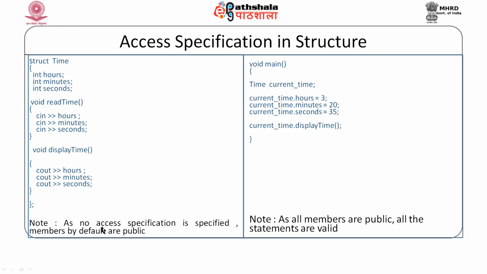Now, here since no access specification is specified, members by default are public. Since the members by default are public, in the main function also they are accessible, but to access them I would need a variable of time. Now, the variable of any class we popularly call an object. So, now on, the variable of a class I would be referring to as an object. So, we have current time as an object of time. Using this and the dot operator, we can access all of these members in the main function because all of these members are public members of time.